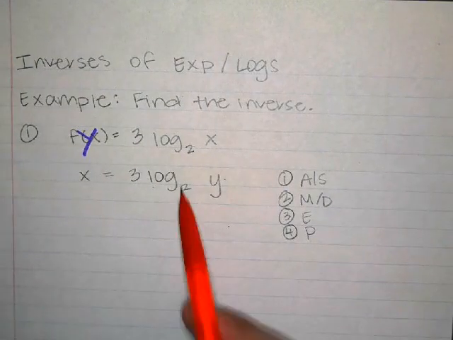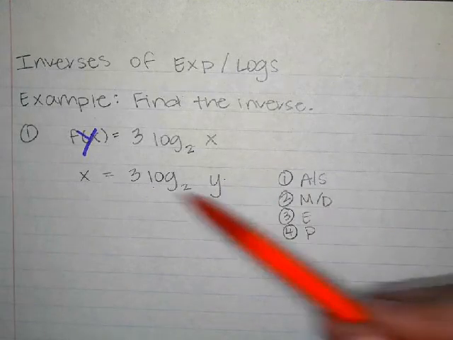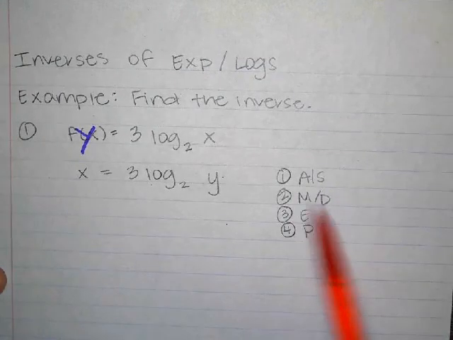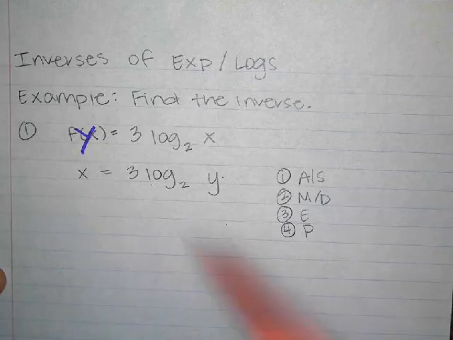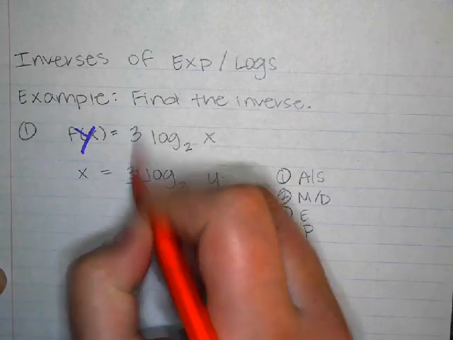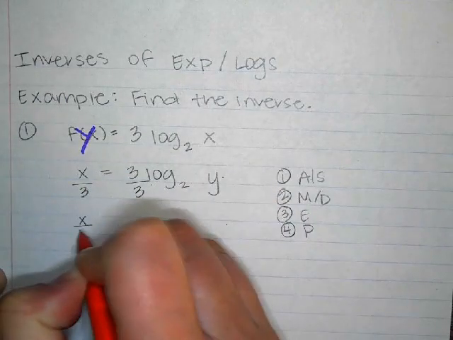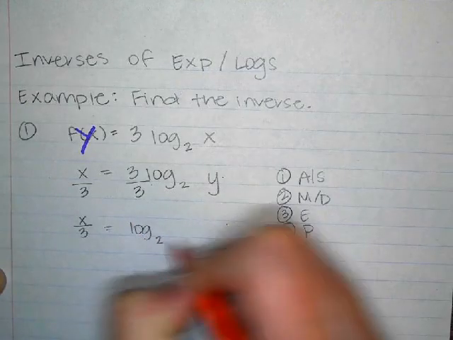Okay, so in this problem, there is nothing we could add or subtract to move it away from y. There's no plus or minus sign, so we're going to skip that step. Is there something we could multiply or divide from the right side over to the left side? The 3. We can divide by 3. So x divided by 3 is log base 2 of y.